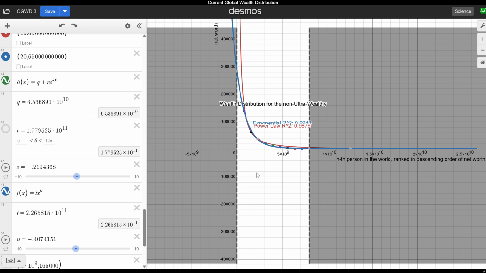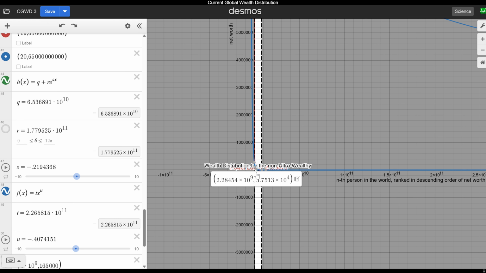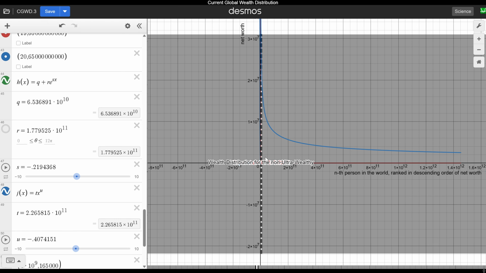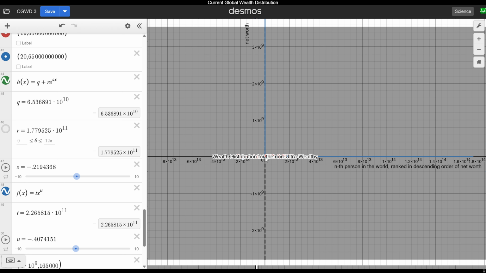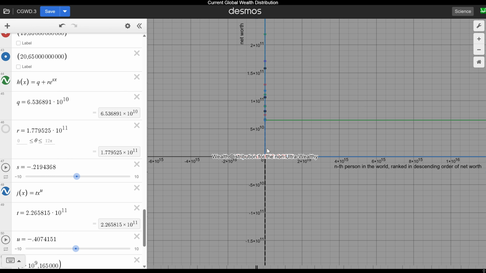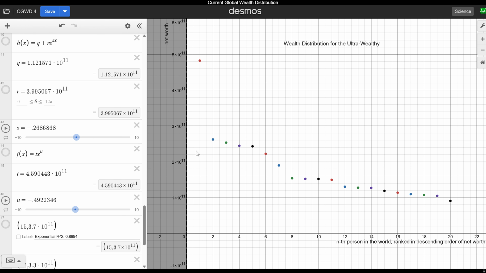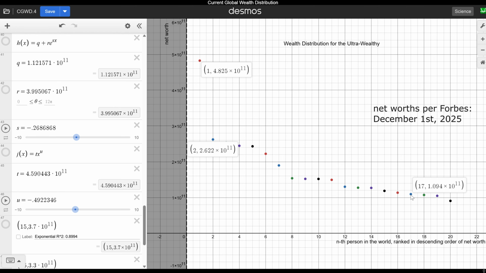On this same graph, I've listed the top 20 wealthiest in the world according to Forbes. But we need to adjust our x-axis scaling, as before we looked at a range covering 8 billion people, and now we're looking at a range covering only 20. So number 1, we have Elon Musk with $482.5 billion. Number 2, we have Larry Page with $262.2 billion. And at number 17, we have Michael Bloomberg with $109.4 billion.